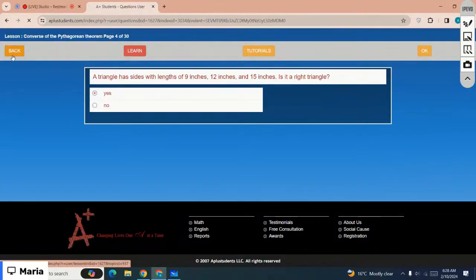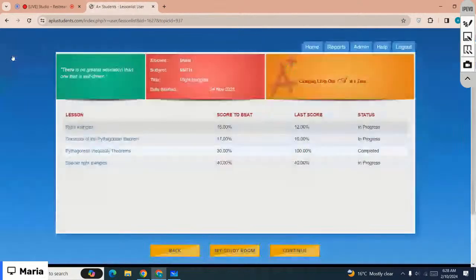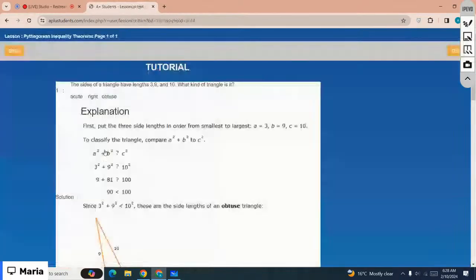Okay, you can complete the lesson by yourself later today. Let me just move on to the next lesson. And the next lesson is Pythagorean inequality theorems. Let's just start with the lesson. Okay, these are the sides of our triangle, with lengths 3, 9 and 10. What kind of triangle is it, right?